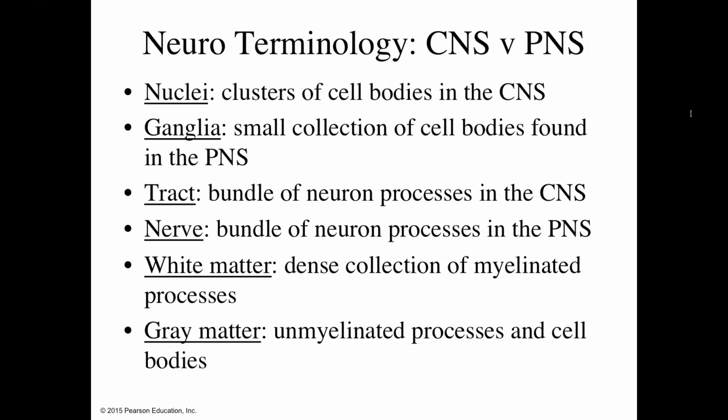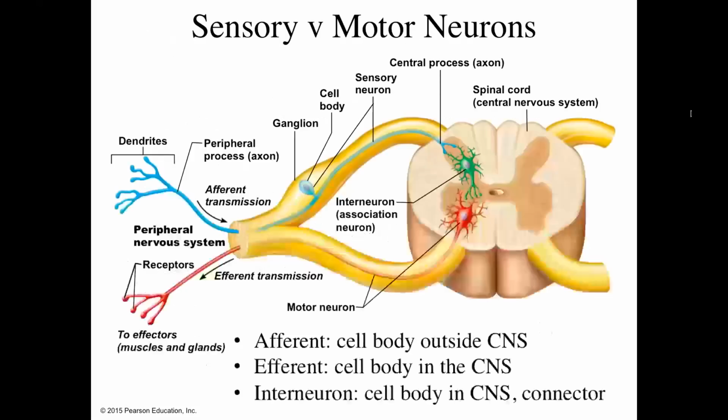So again, you've got to keep these in mind. The best way to study this would be just to make some flashcards of the different terms here. Make sure that you understand which one we use in the central nervous system versus the peripheral nervous system. Okay. Let's use some of those in action.